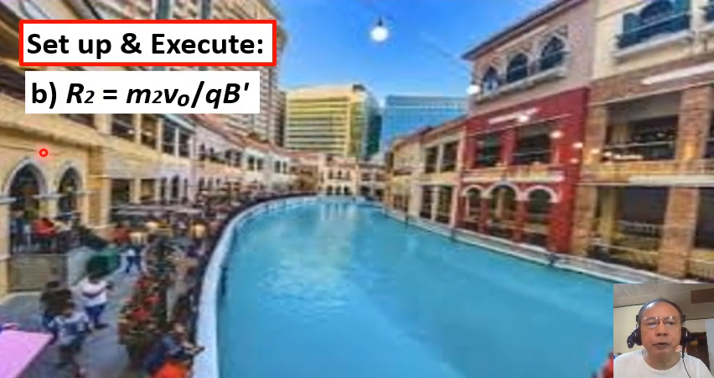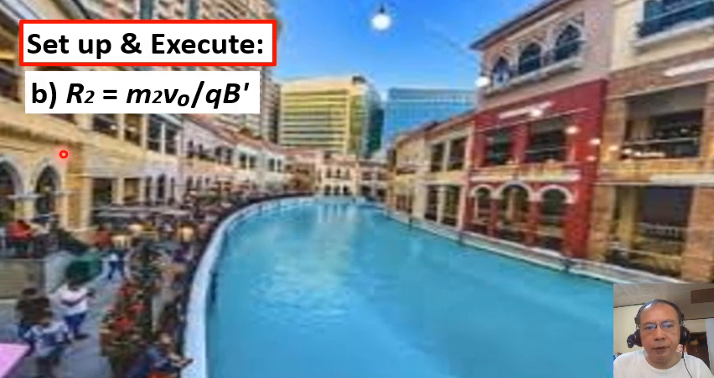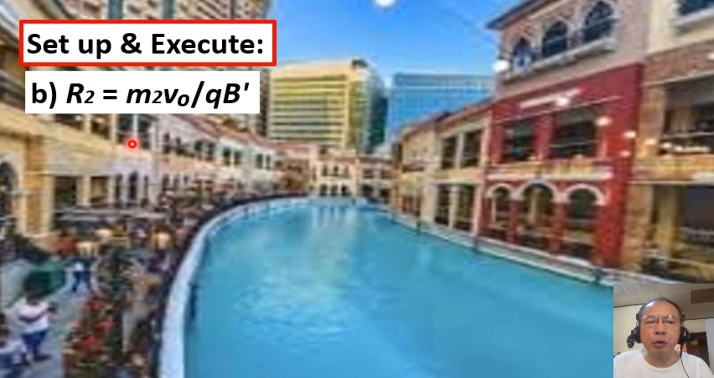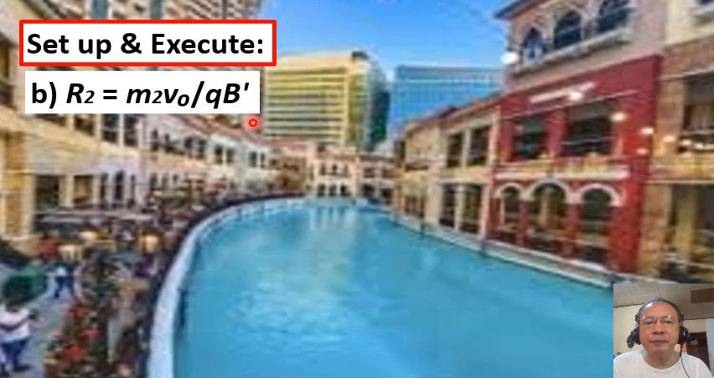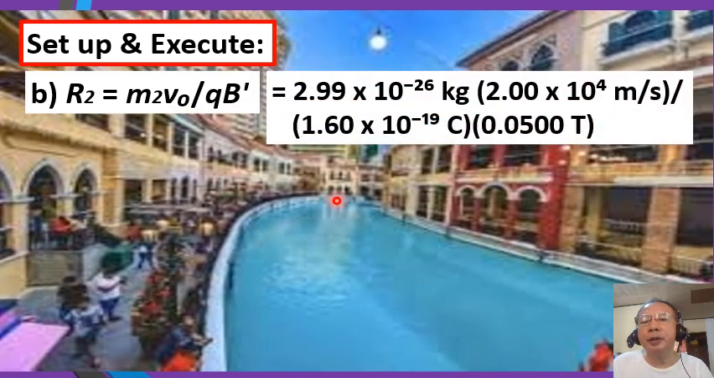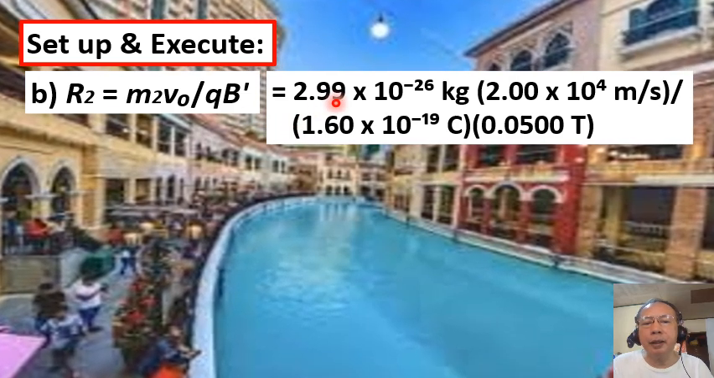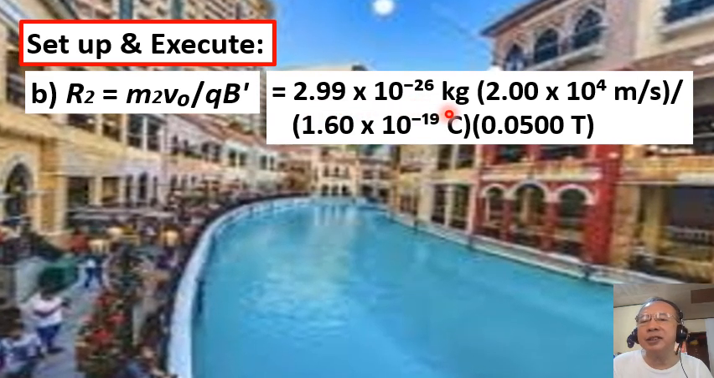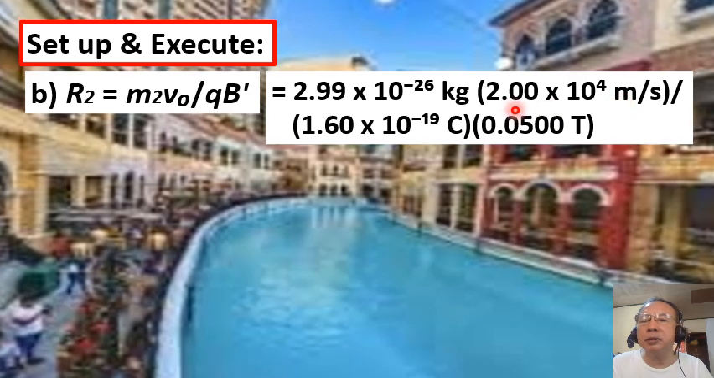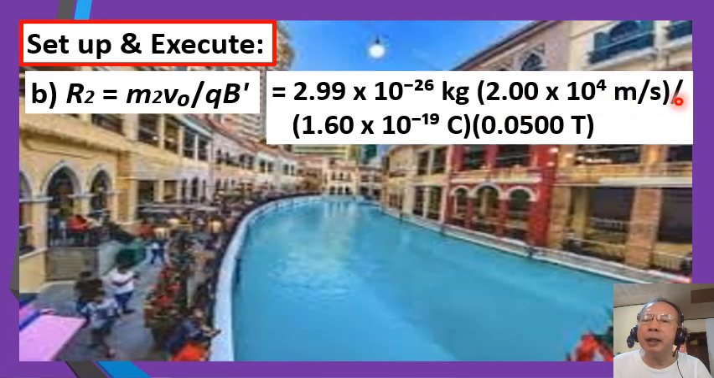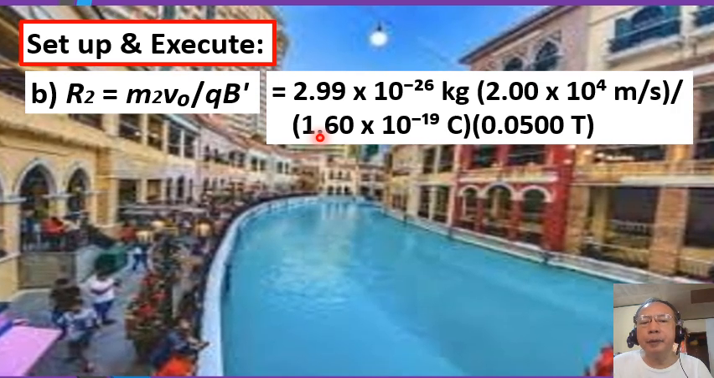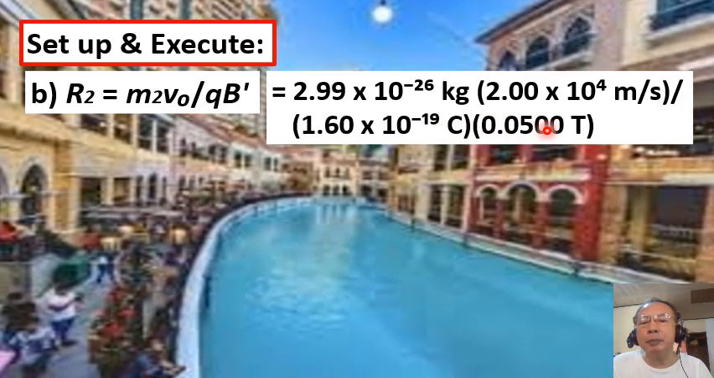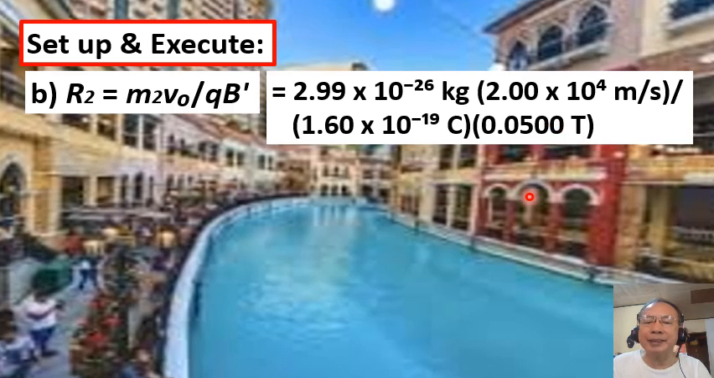Likewise, for question letter B, finding the radius of the semicircular path followed by the isotope oxygen-18 ions, using the same formula and substituting where the mass of this oxygen-18 isotope ion is 2.99 raised to the negative 26 kilogram, then multiplied by V naught, 2.00 raised to the fourth power meter per second, all over the product of the charge, 1.60 raised to the negative 19 coulomb, and the magnetic field B prime, 0.0500 Tesla.